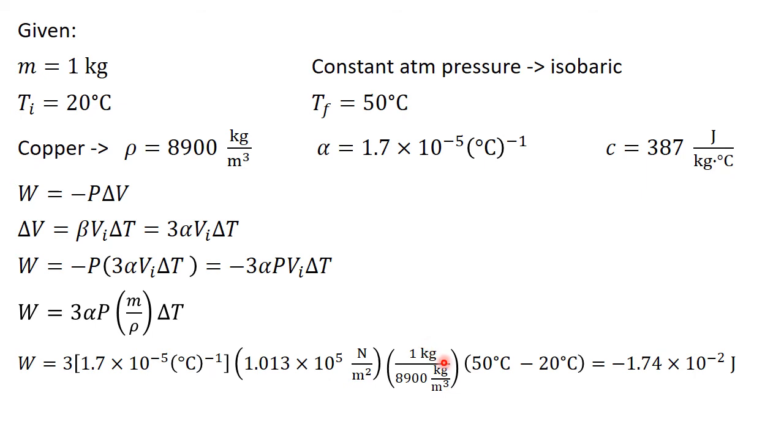Pinapakita lang kasi dito, kung mapapansin nyo, magka-cancel si Celsius dito at dito. Yung kilogram dito mawawala. Yung cubic meter dun sa baba, aangat. And then, merong square meter sa baba. So, cancel yung square meter, may matitirang isang meter. So, Newton meter, that is equal to joule. So, ang final answer mo is in joules. And pag in-evaluate mo yan sa calculator, the work done is negative 1.74 times 10 raised to negative 2 joules. So, okay na tayo for letter A, which is W.